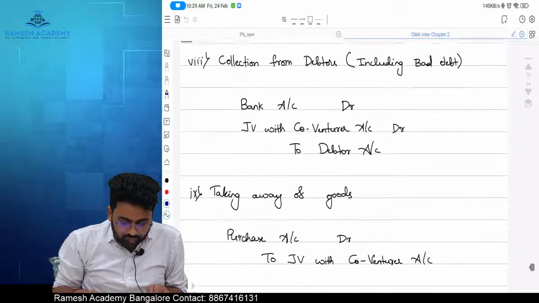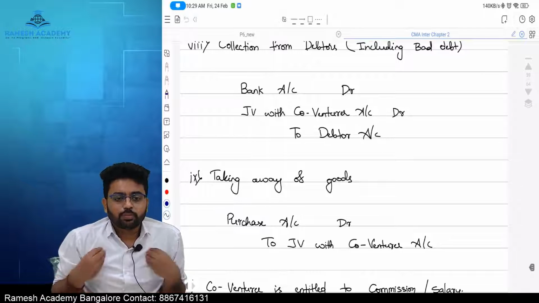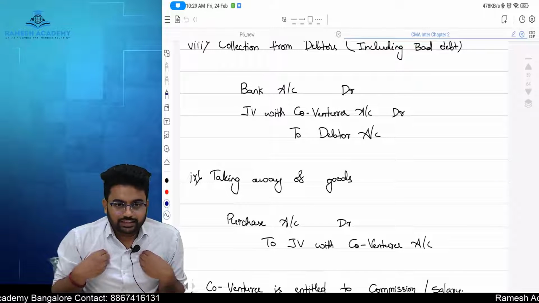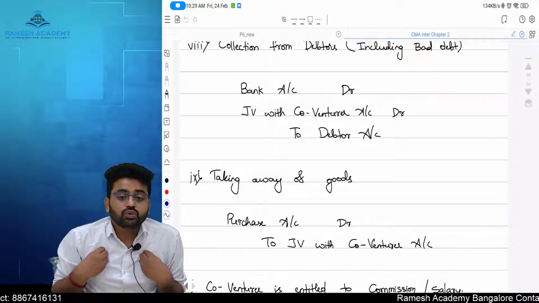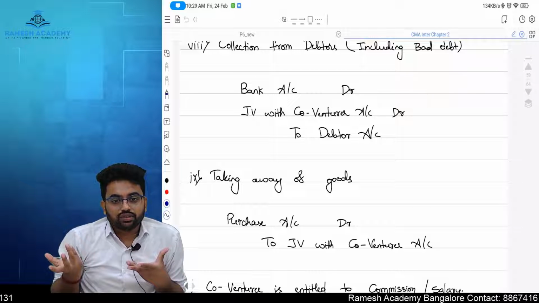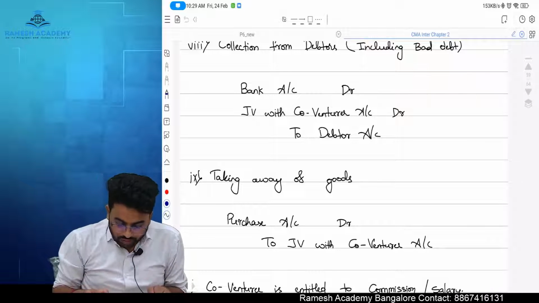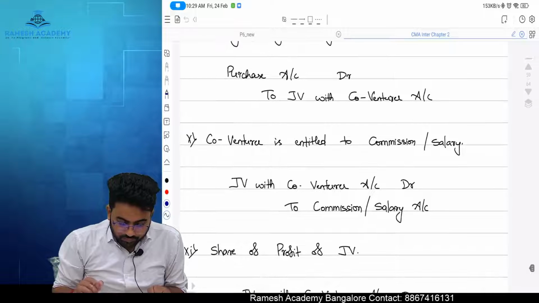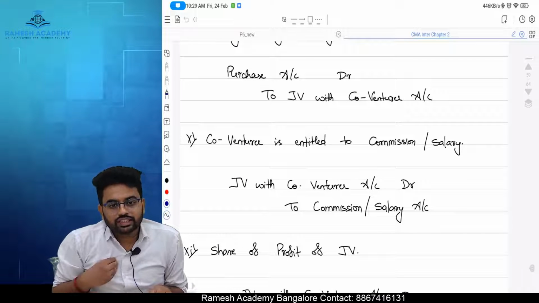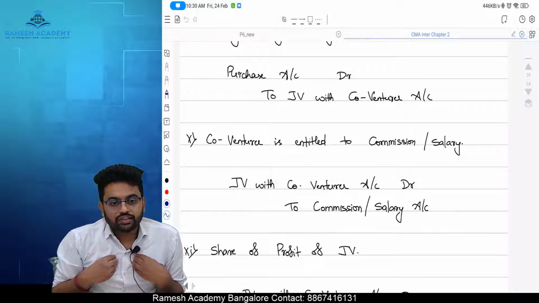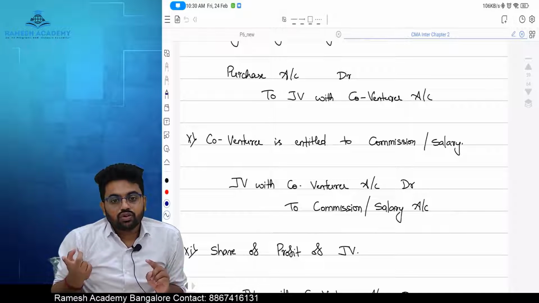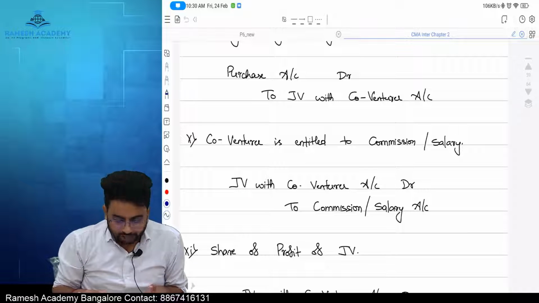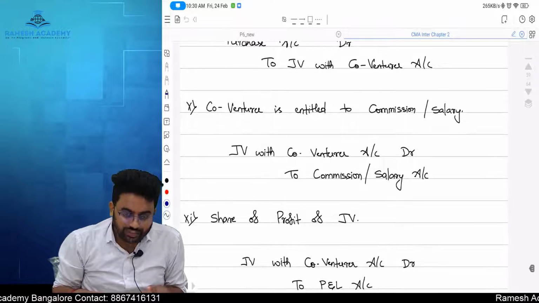Okay. If we take away certain goods, it will be a purchase for us, right? Our expense it is. So we are going to debit our expense, that is purchase account debit to, it is an income to the joint venture with co-venture. So to joint venture with co-venture account. Also when we are entitled to certain commission, which is our income, it will be an expense of the joint venture business. So joint venture with co-venture account debit to commission or salary account. As it's our income, we have to credit it.